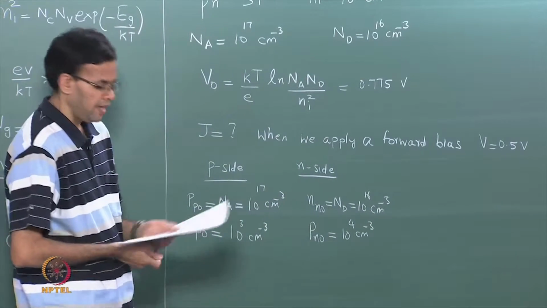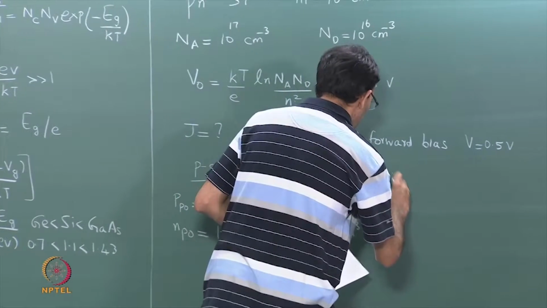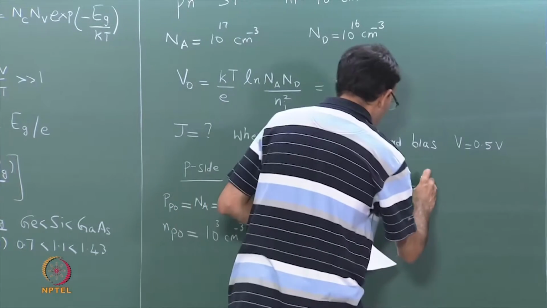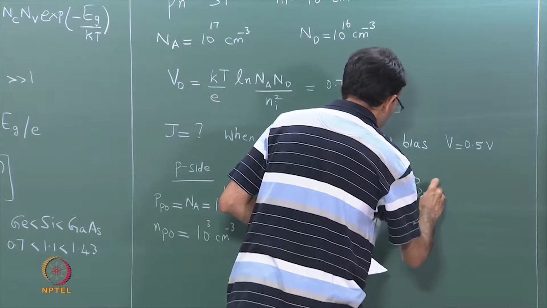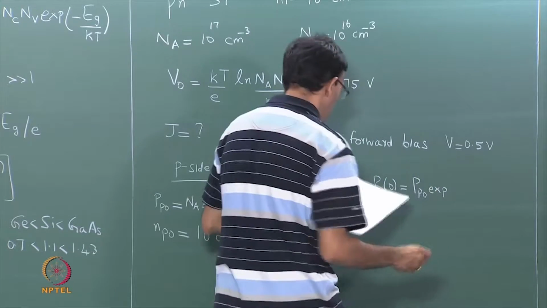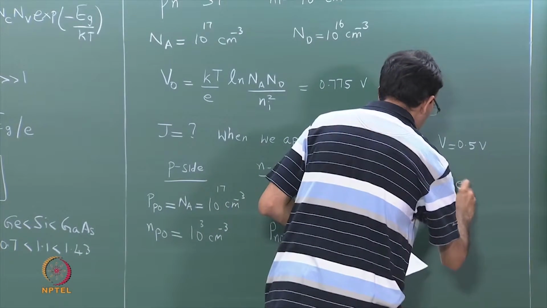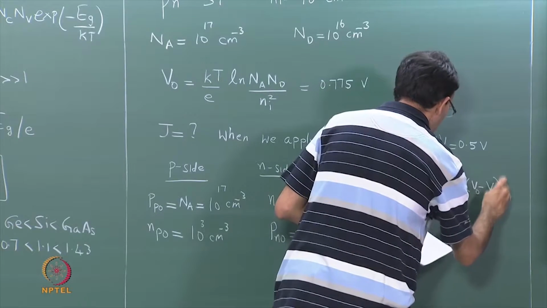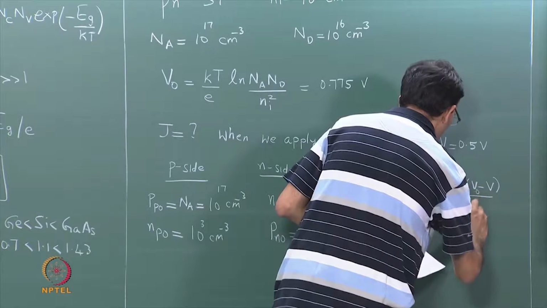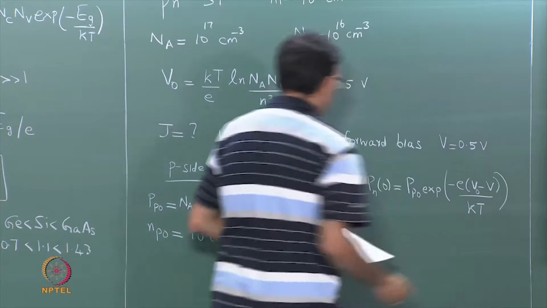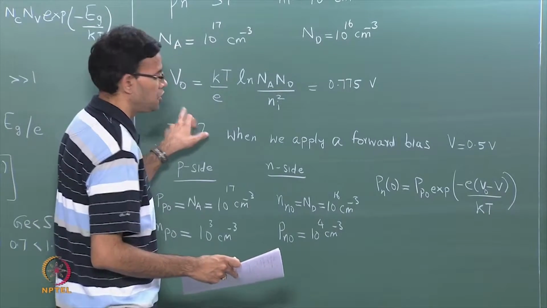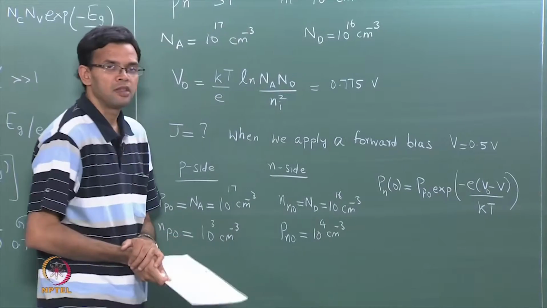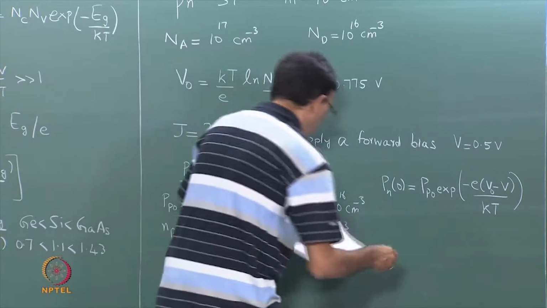The formula for the excess carriers, so that Pn of 0 is nothing but Pno exponential of minus e V naught minus V over kT. So, V naught here is the contact potential, V is the forward bias potential, that is 0.5. So, Pn0 is the excess carriers.